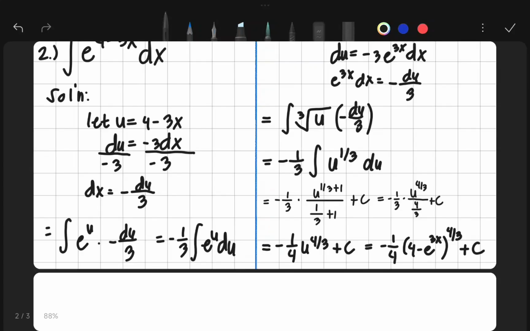Okay, since there's no further simplification, this is now our final answer. But you can transform this into radical form if you want, though this is still acceptable. This is our answer here. It's up to you.